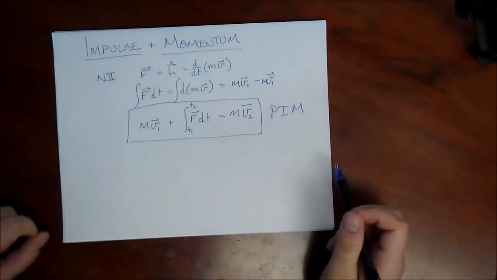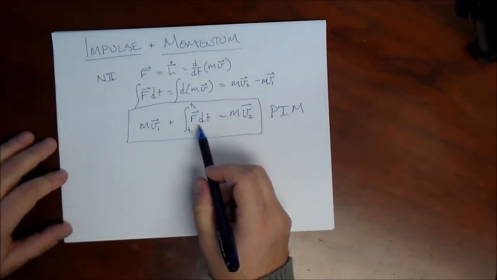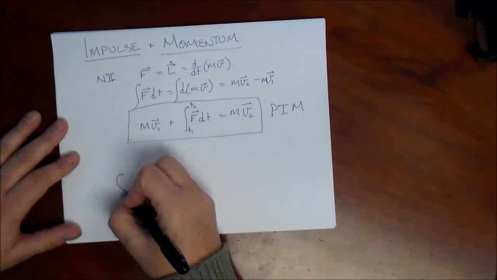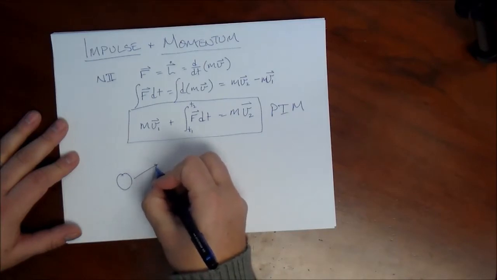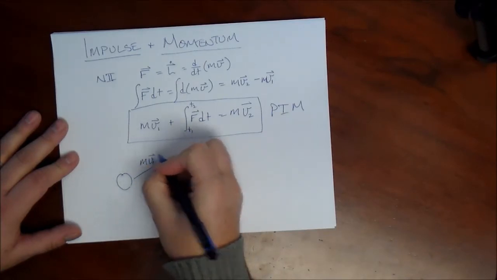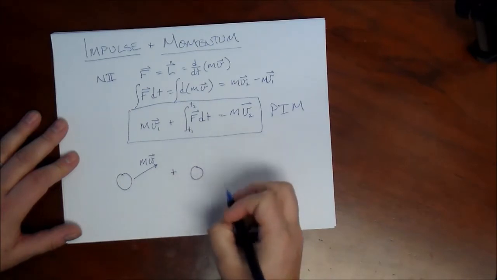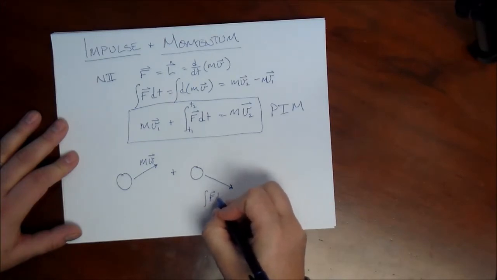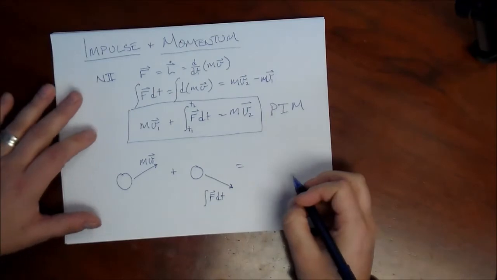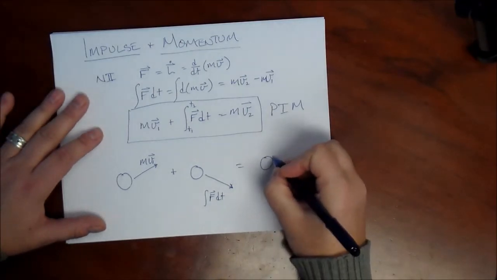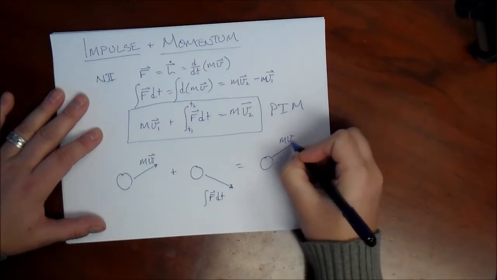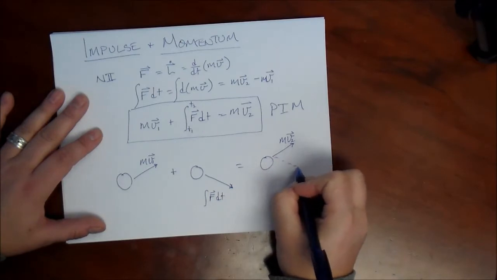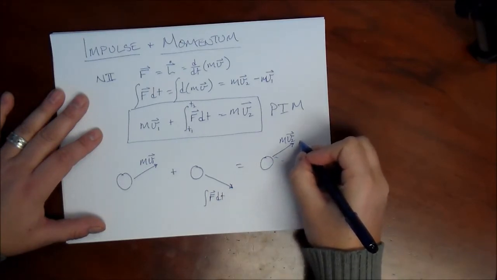It says that a particle acted upon by a force will have a change in momentum. We can draw this graphically, if you will, as a particle having some initial momentum acted upon by a force whose impulse is the integral of the force over the time interval equals some final momentum. So I can draw this vector summation like that.